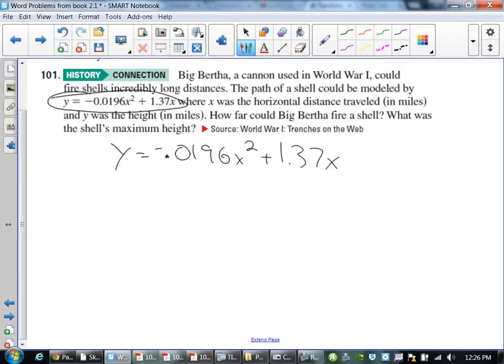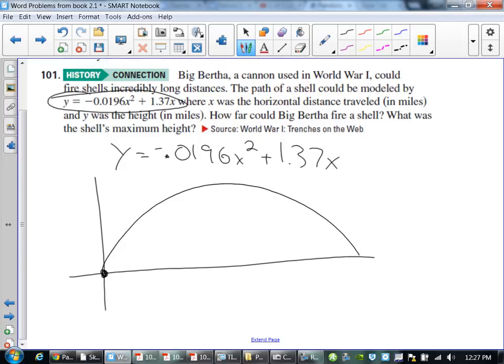Is there a value of C within this equation? No. So what is its starting point? 0. So what this means is that the cannon is starting at a height of 0, and it's shooting out and landing here. Obviously, it's got to be down like a frown because the first term is negative. So what goes up must come down.